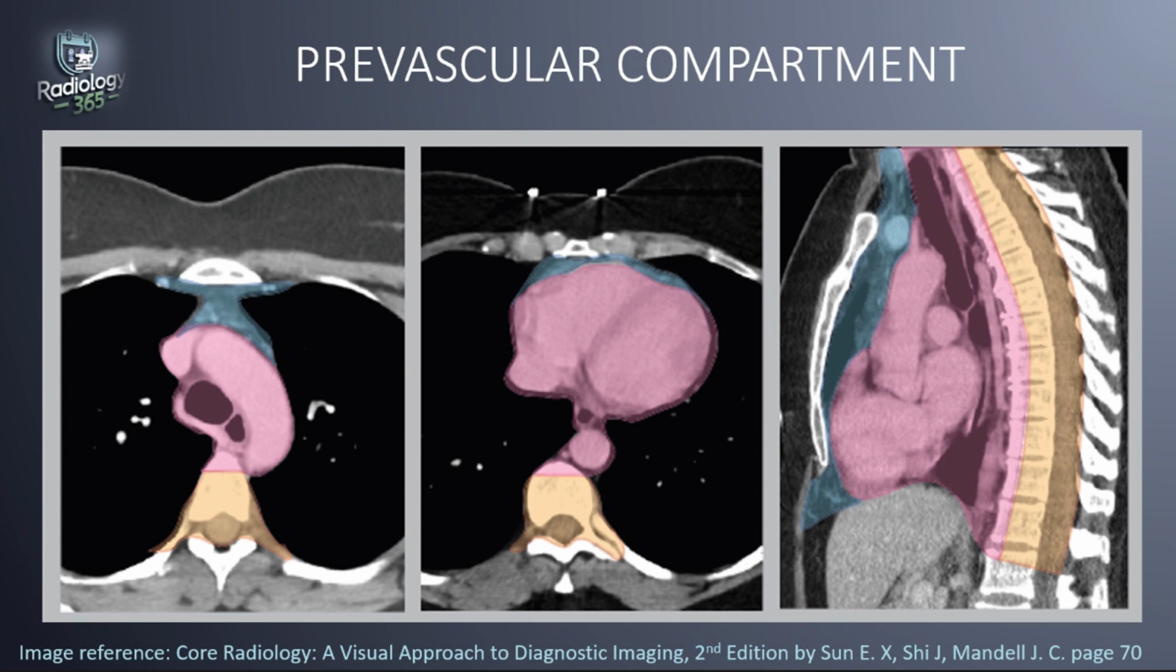Essentially, it contains the heart, the great vessels, the trachea, and the esophagus, and also most of the lymph nodes, the mediastinal lymph nodes, are in this compartment. The phrenic, vagus, and recurrent laryngeal nerves also pass through this compartment, and they are around the aortopulmonary window within this compartment. And the next one is the paravertebral compartment.